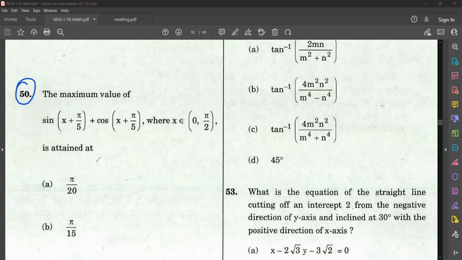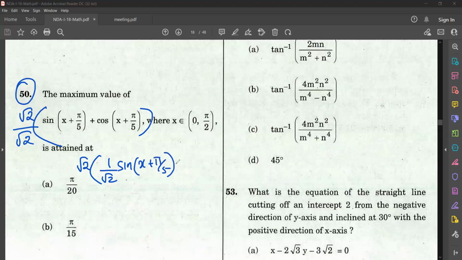So for finding this, I'm going to do a multiplication and division. I'm going to multiply the numerator and denominator by root 2. So this I am rewriting as 1 by root 2 sin(x + π/5) plus 1 by root 2 cos(x + π/5).